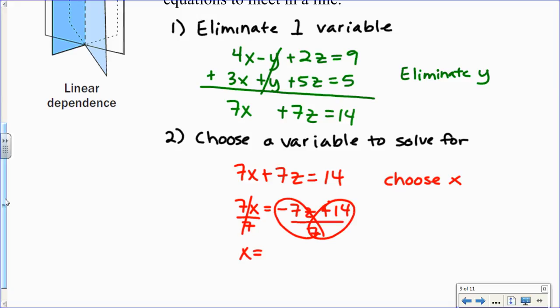So that's negative 1z plus 2. Okay, so right now I have an x equals. So I still need to solve for every variable, so I need to have an x equals, a y equals, and a z equals. But they're going to look like this, like little linear equations.